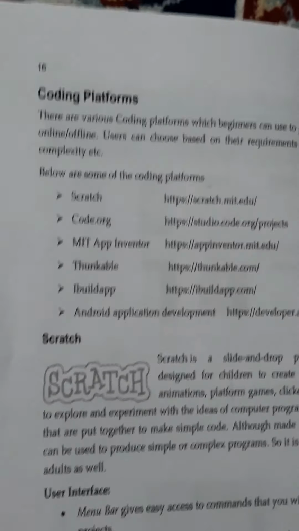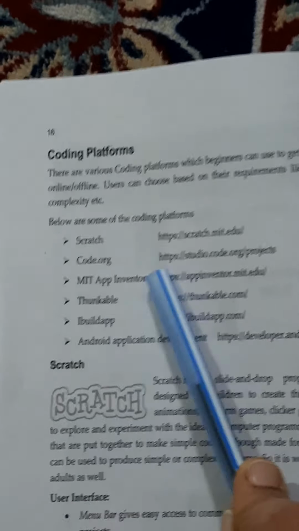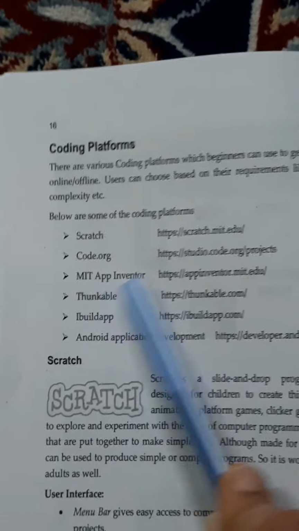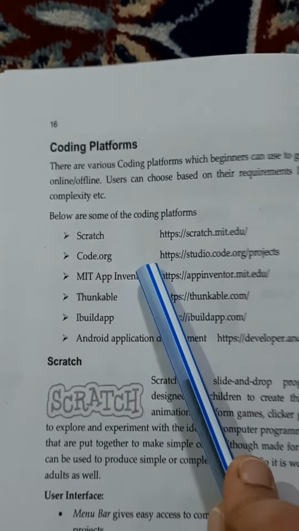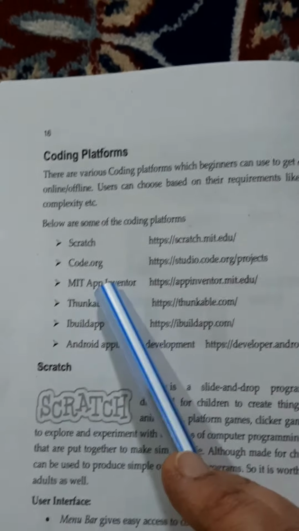So these are some of the coding platforms: Scratch, Code.org, and MIT App Inventor. You will use MIT App Inventor for application development. A sample application is given in the lab section of this book, and these are some of the applications.